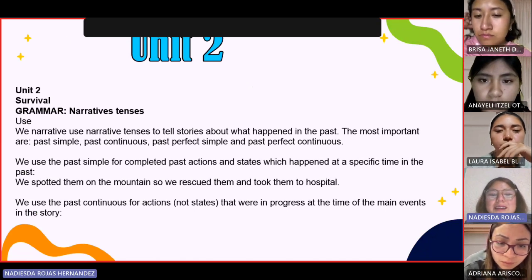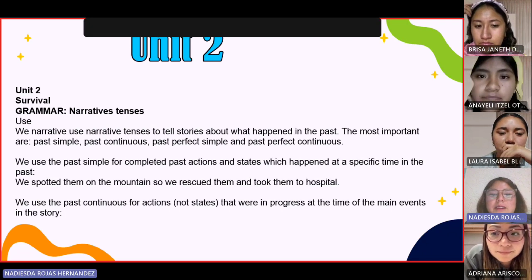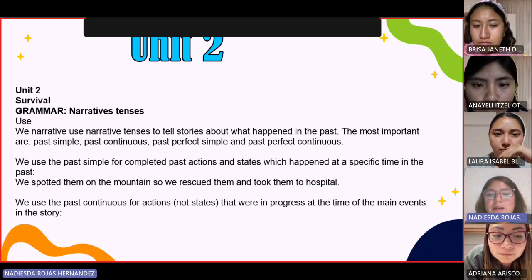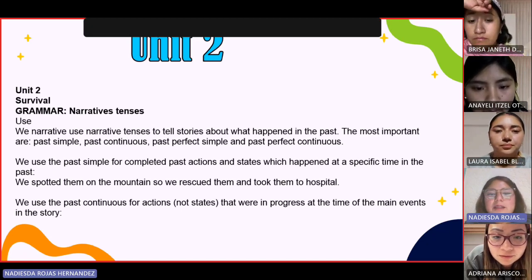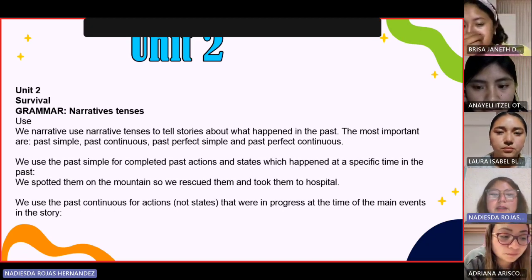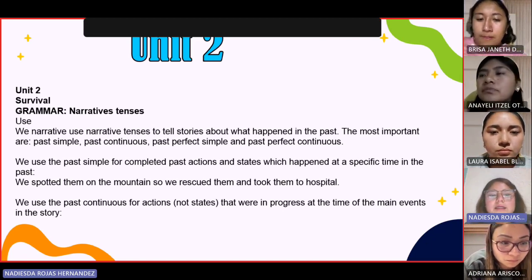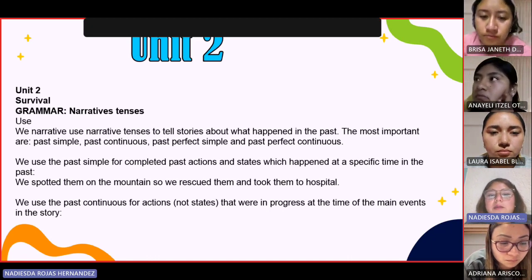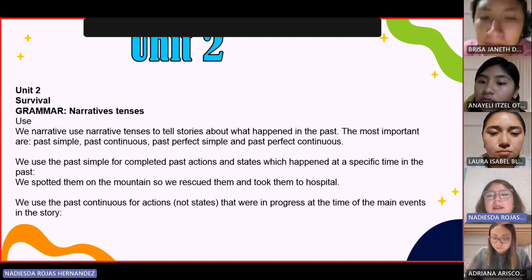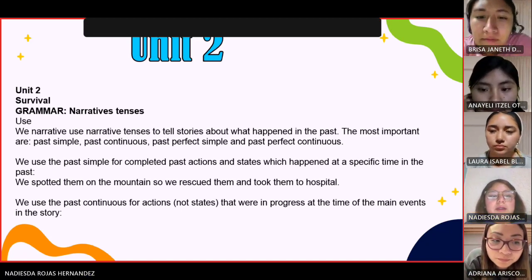Unit 2. Grammar: narrative tenses. We use narrative tenses to tell stories about what happened in the past. The most important are past simple, past continuous, past perfect, and past perfect continuous.